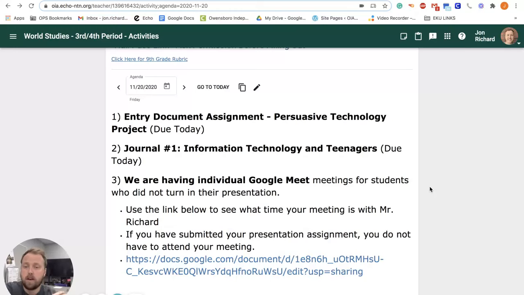So yes, we are starting a new project today, and it is called Persuasive Technology. We're going to be looking at the information age, which we're living in now. We're going to be looking at the past and how technology in the past changed the world, and how it is still impacting us today. We have a journal entry reflecting on how information technology impacts teenagers.